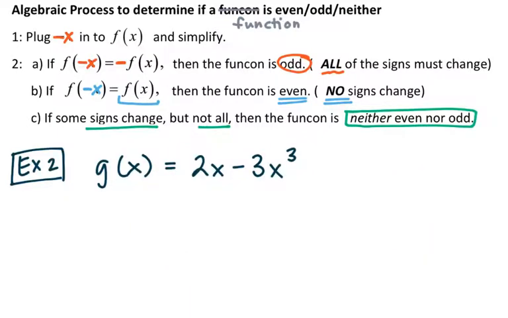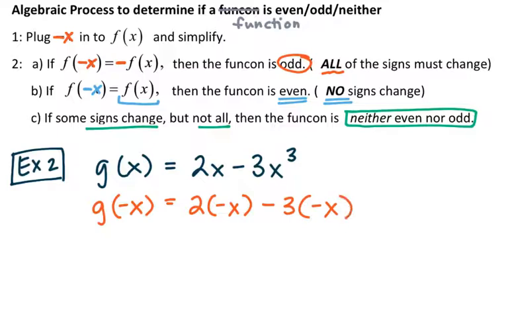For example 2, we're given the function g of x. G of x is equal to 2x minus 3x cubed. Again, we're going to look at our instructions. The first step to determining if something is even or odd is to plug in negative x. So g of negative x would look like 2 times negative x minus 3 times negative x cubed. So I've plugged in my negative x.